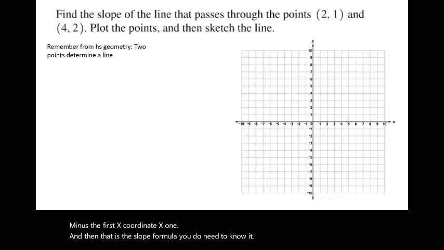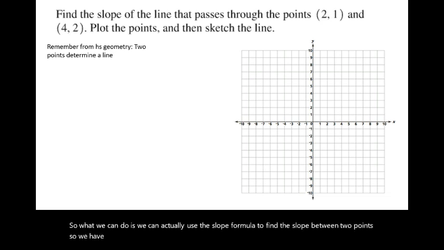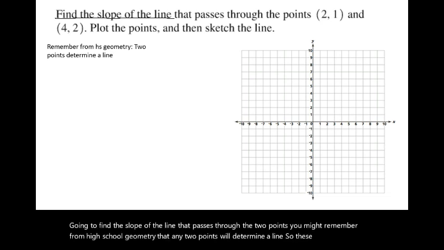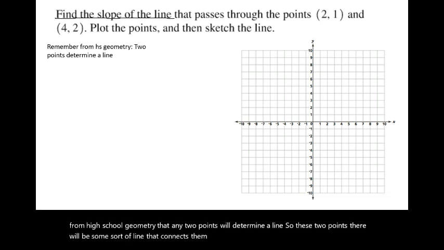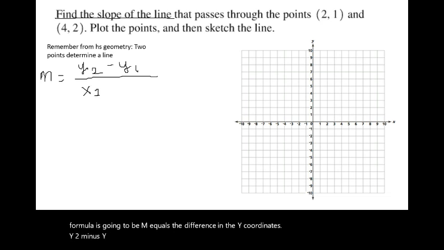So we can actually use the slope formula to find the slope between 2 points. So we have the points (2, 1) and (4, 2). And we are going to find the slope of the line that passes through the 2 points. You might remember from high school geometry that any 2 points will determine a line. So there will be some sort of line that connects these 2 points, and we're going to find the slope. So the slope formula is m equals the difference in the y-coordinates, y2 minus y1, over x2 minus x1.